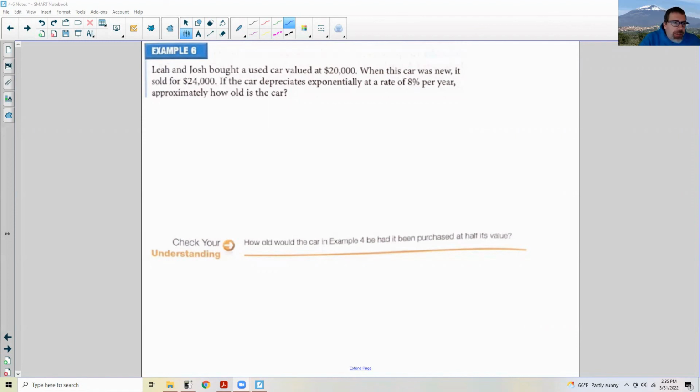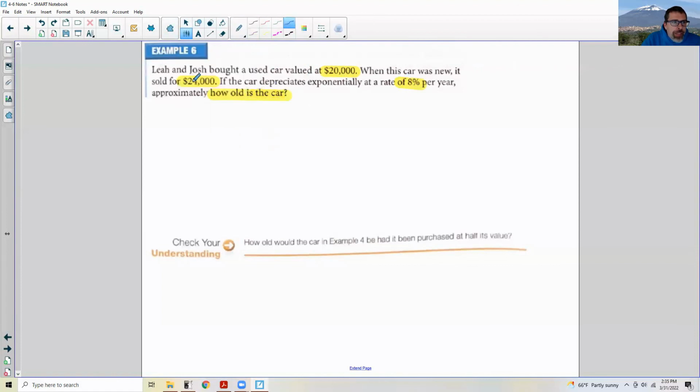Example 6 says Leah and Josh bought, or is it Leia, like the princess? Princess Leia and Josh bought a used car, Land Cruiser, Land Speeder, valued at $20,000. When this car was new, it sold for $24,000. If the car depreciates exponentially at a rate of 8% per year, how old is the car? All right, so let's see. Used car value, new car value, R. How old is the car?